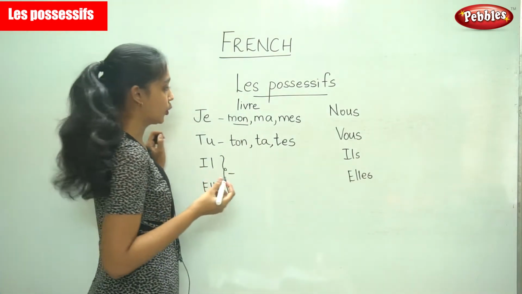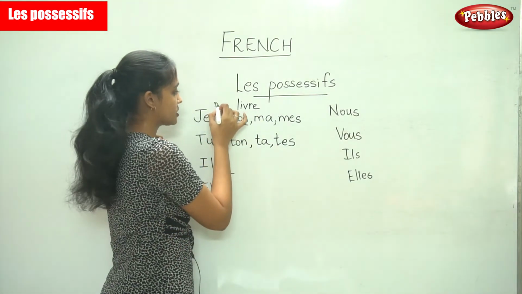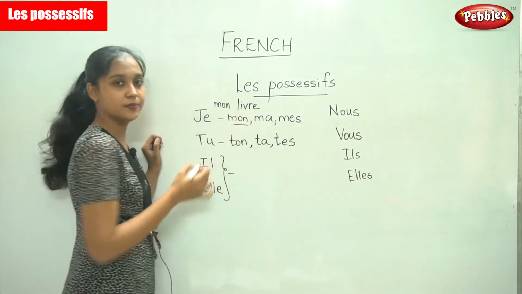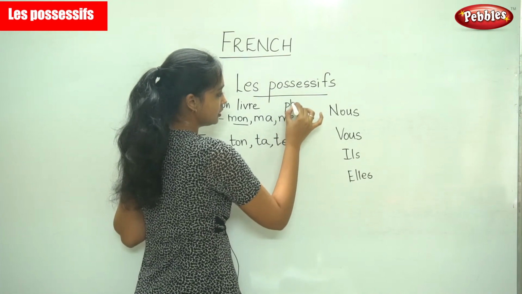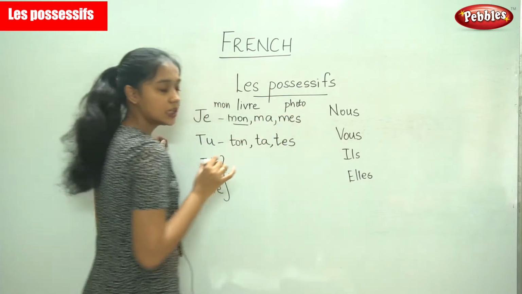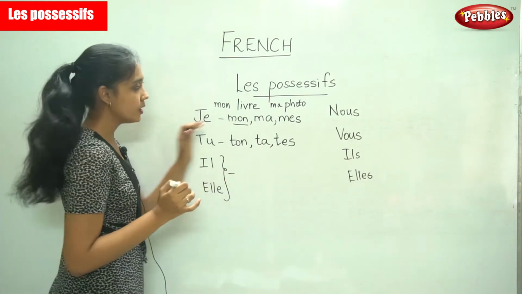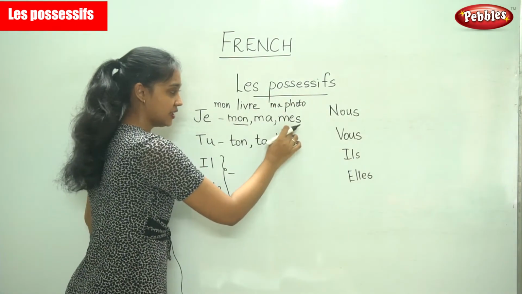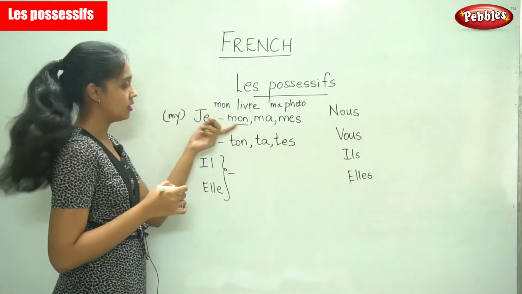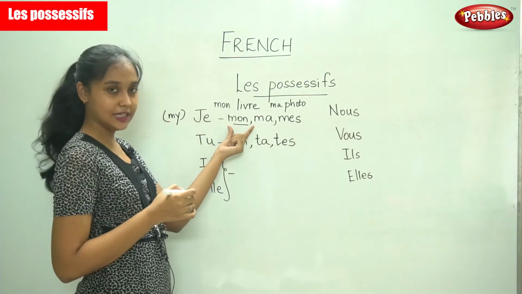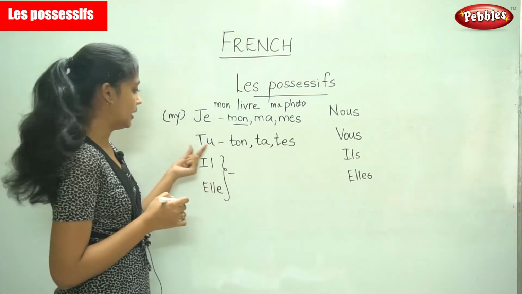For example, take the noun livre. Livre means book. So it is masculine. So if you want to say my book, you say mon livre. Take the example of the noun photo. It is feminine. So we say ma photo. My photo. Now all these three words mean my. This is for the masculine noun. This comes before the feminine noun. This comes before the plural noun.